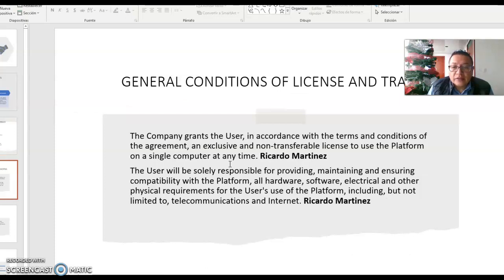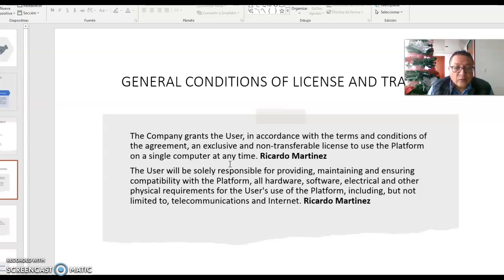General conditions of licensing and trade. The company grants the user, in accordance with the terms and conditions of the agreement, an exclusive and non-transferable license to use the platform on the computer signed at the time.